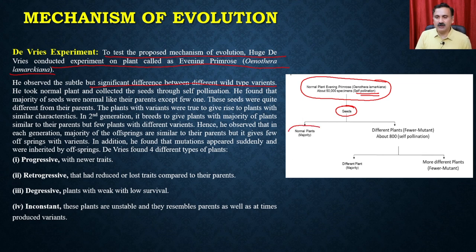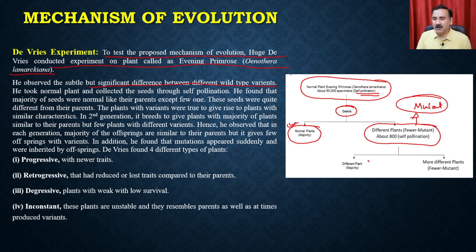What happened is that he found the majority of the plants were normal plants, but there were some plants which were different. He termed these different plants mutant plants. Even with self-pollination, you are going to get some different plants, and then more different plants. This means that in every generation, even with self-pollination, there will be normal plants and there will be mutant plants.